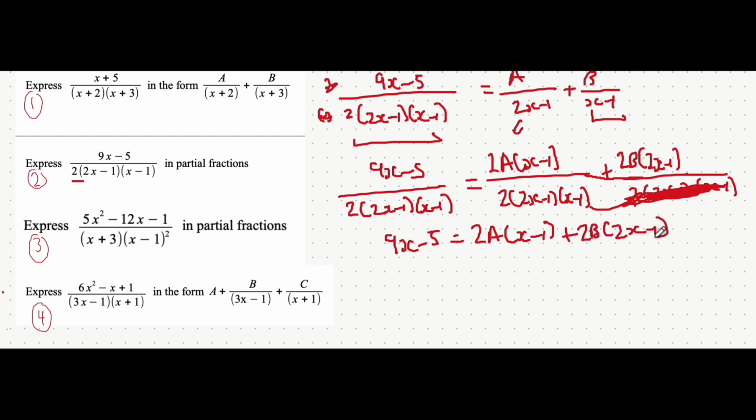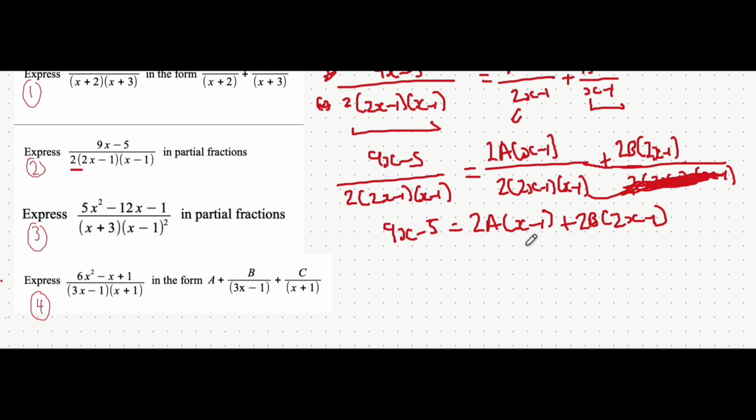And just as we did before, we're going to substitute values of x in strategically to cancel out the terms. For example, when you put x equals 1 into the equation, it cancels out the a term. So 9 times 1 is 9, take away 5 is 4, that's equal to, well, this term cancels out. 2 times 1 is 2, minus 1 is 1, so that's 2b times 1, which is 2b. In that case, b is equal to 2.